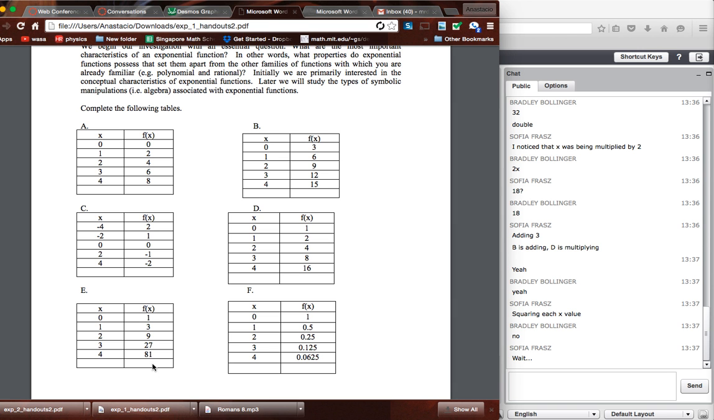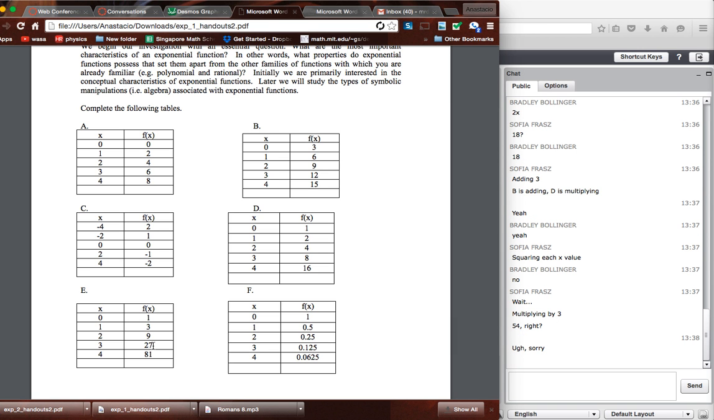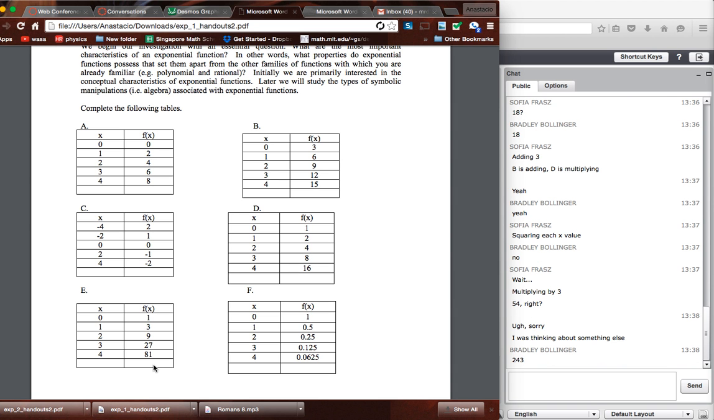What's the next number on this one? No, it can't be 54. No way. You're multiplying the previous number by 3. So you just got to take out a calculator and say 81 times 3. 243. Exactly. Very good. And basically, the rule you could set up here would be, in order to get to this next number, you have to multiply the previous number by 3.